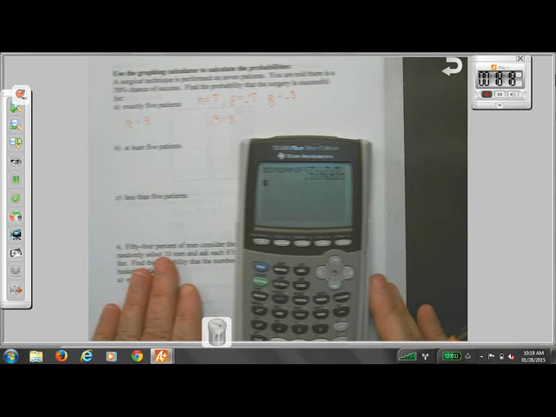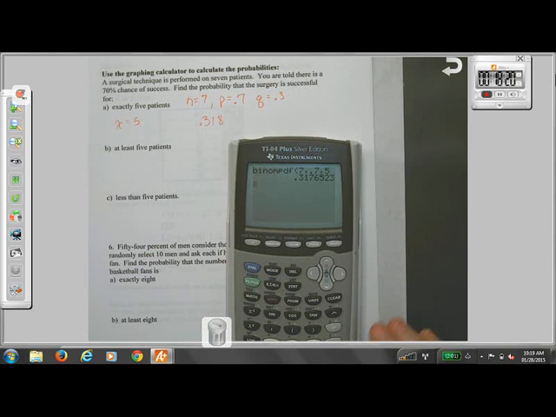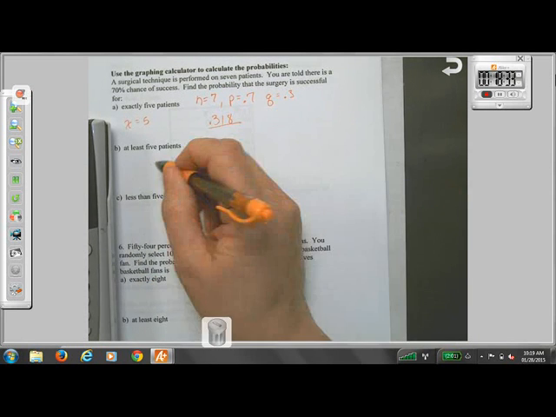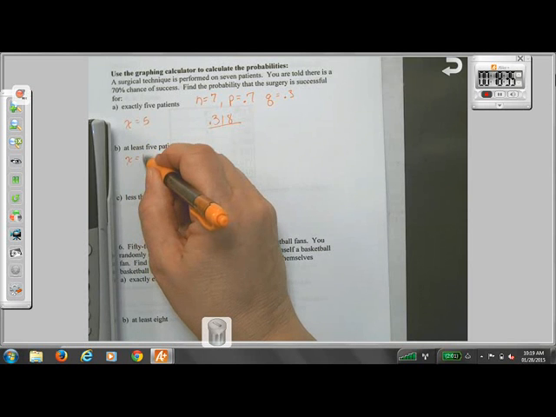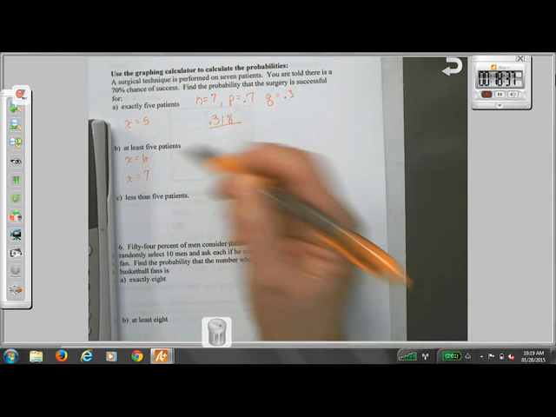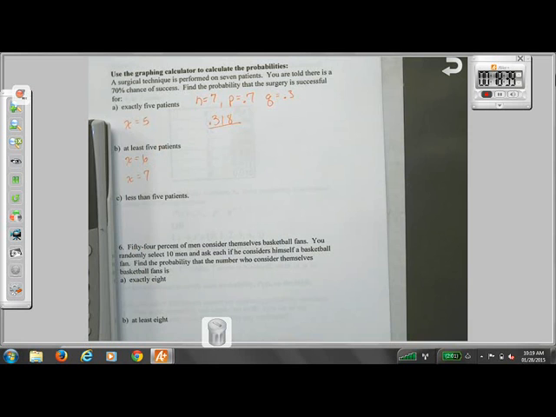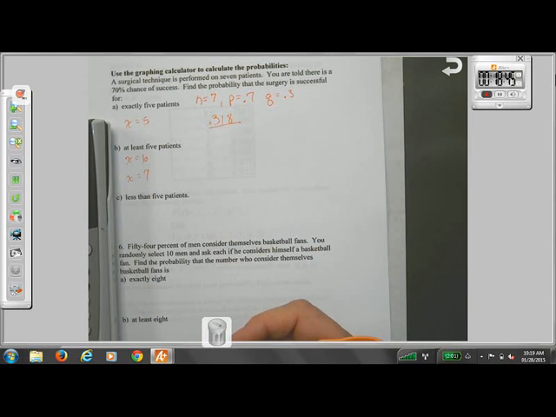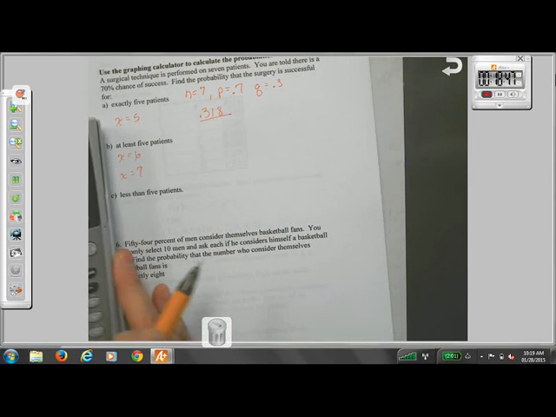All right, so now what does at least 5 mean? 1 minus... 5 and above. So we've already done X equals 5. Okay, we have X equals 5. So we need X equals 6 and X equals 7. We need those 2 probabilities. Okay, so now I'm just going to do this again. Good practice using this function here on the calculator. I'm going to do it again.